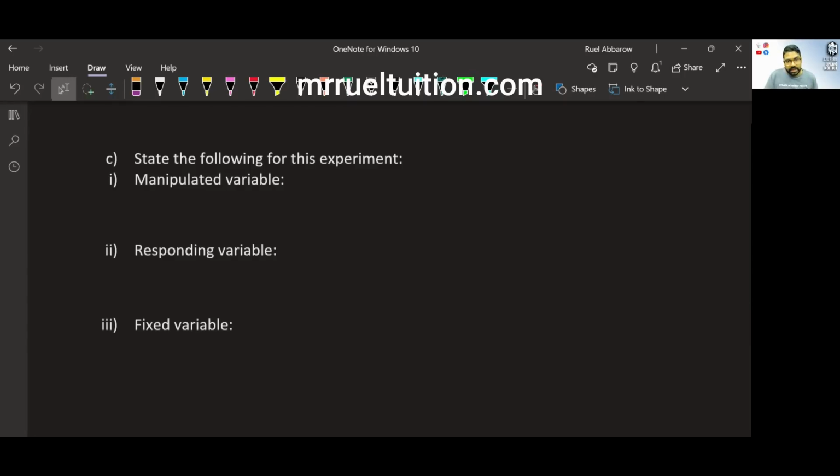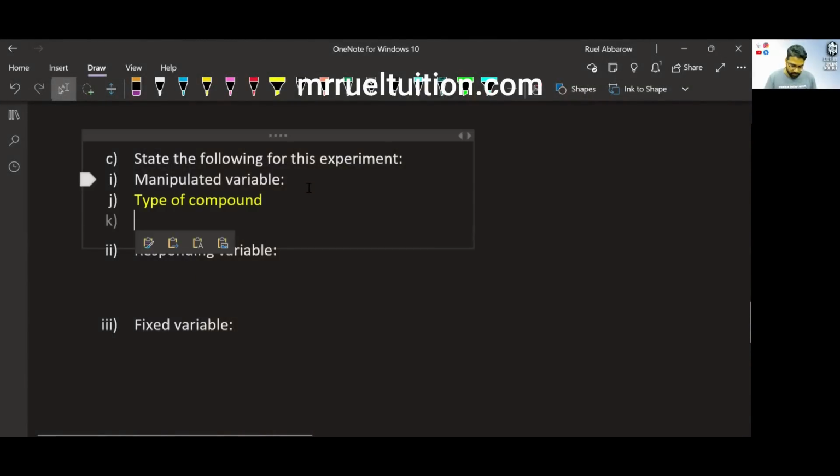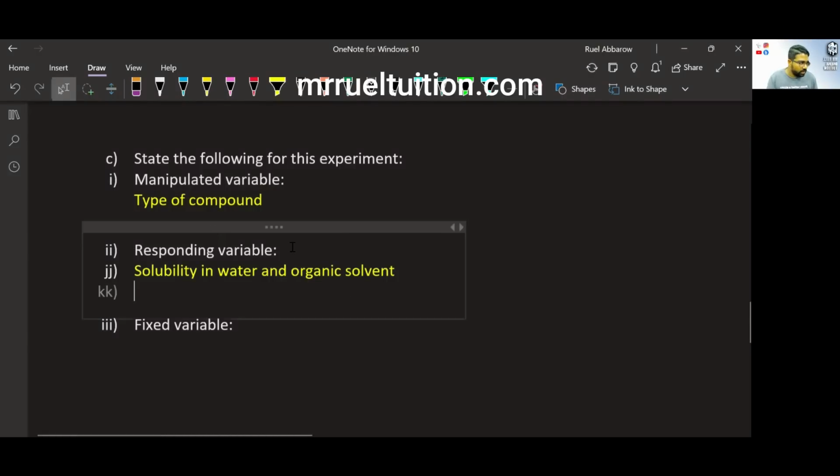We are going to investigate the solubility of two types of compounds. So what is the manipulated variable? Here it is the type of compound, right? It's the type of compound. This is what we are manipulating. And then what is the responding variable? At the end, what do we want to see? The solubility. Solubility in water and organic solvent.